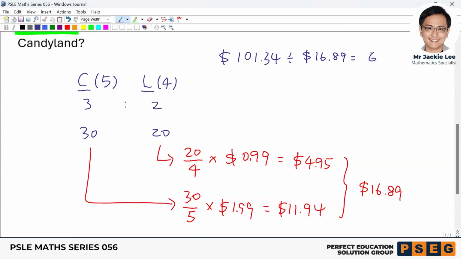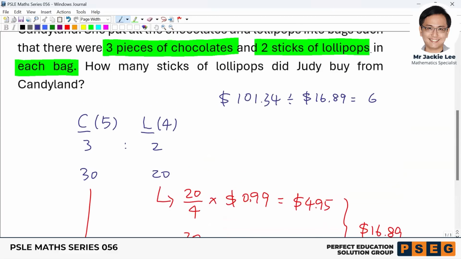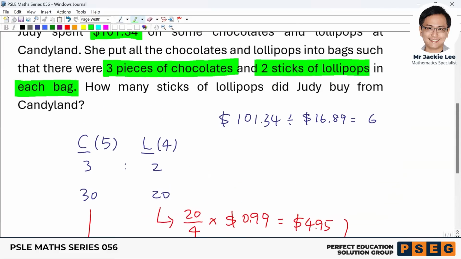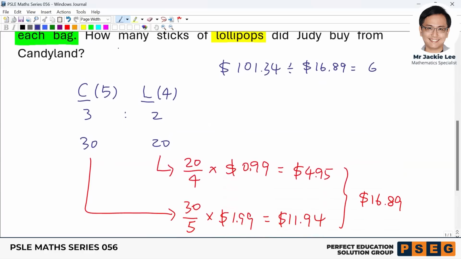And each one will have 30 chocolates and 20 sticks of lollipops. So at the end of the day, what is it asking for? It is asking how many sticks of lollipops there are. One step away. The basic set has 20, and now we have 6 sets. So 20 times 6, the final answer is simply 120.